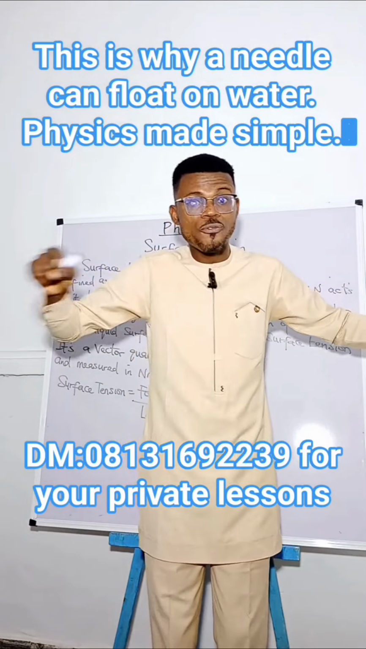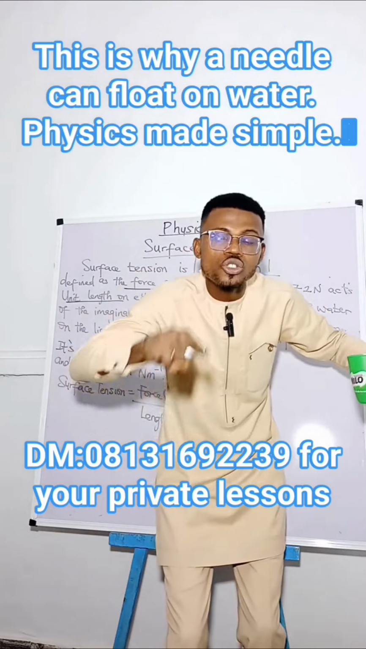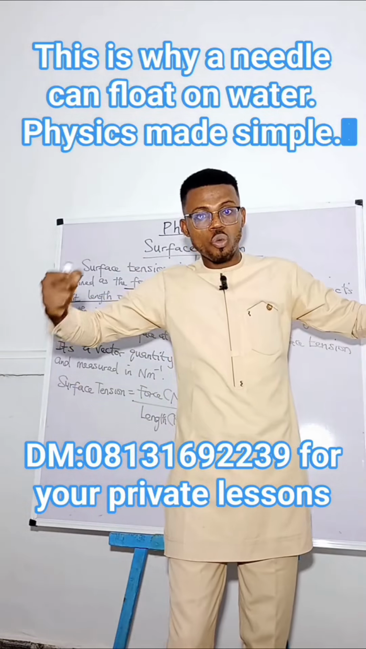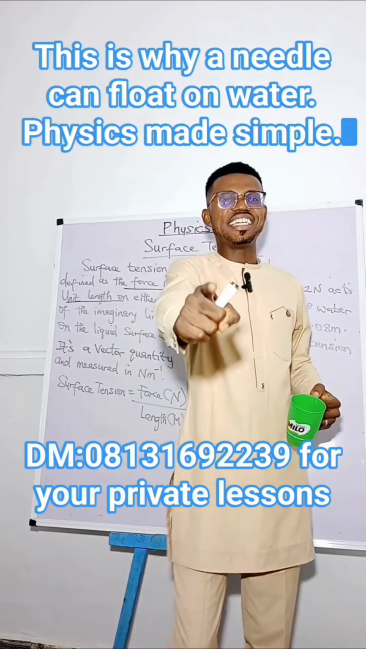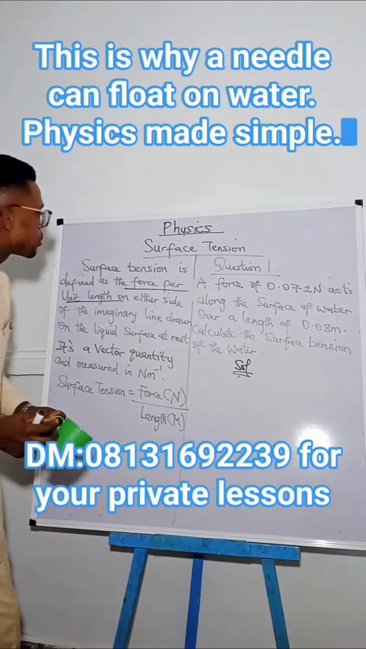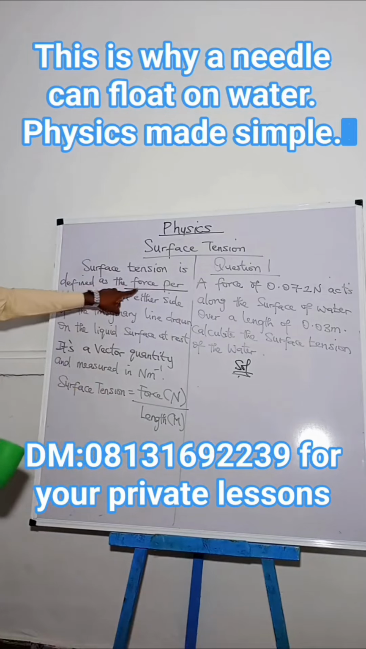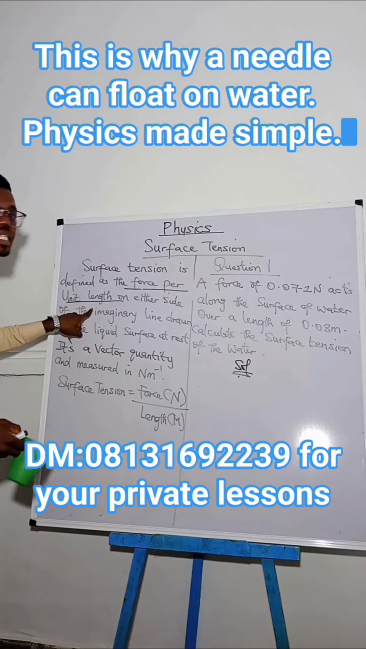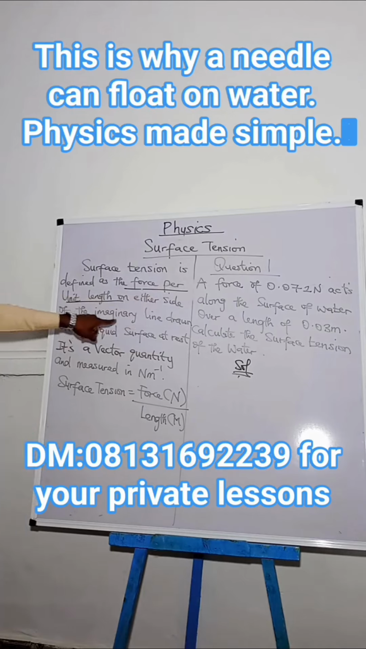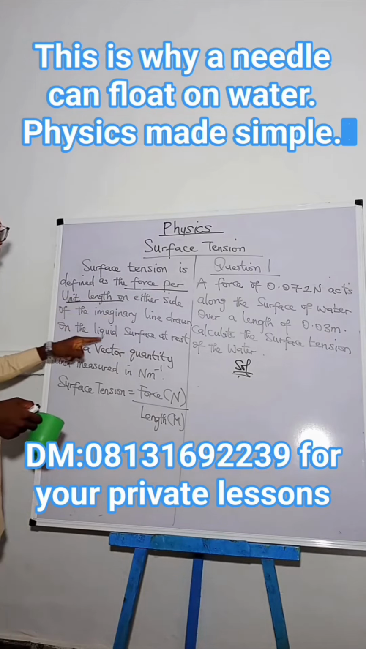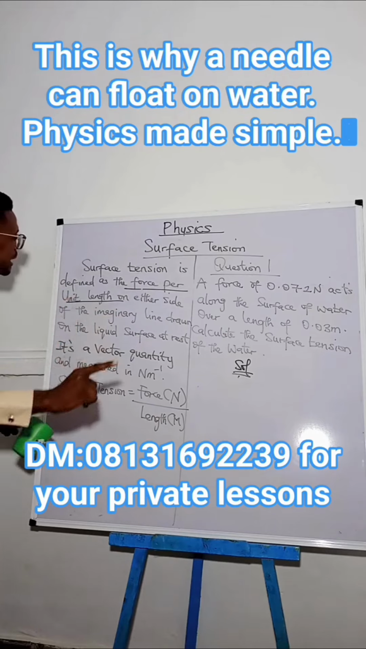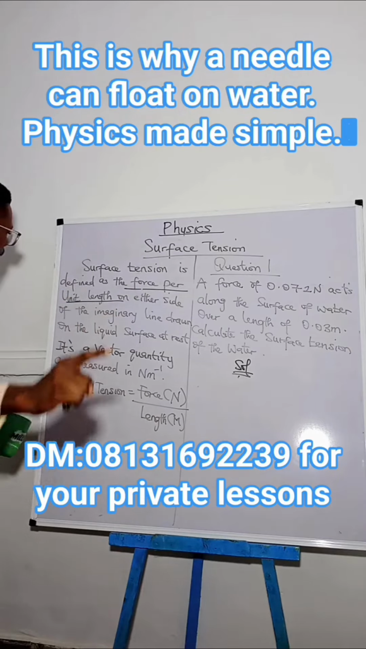Now, that force that causes the surface of the water to act like a tightly stretched skin is what we are looking at today. It is called surface tension. So surface tension is defined as the force per unit length on either side of the imaginary line drawn on the liquid surface at rest. So the force per unit length is the surface tension.